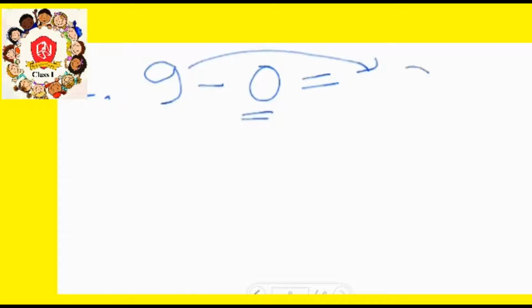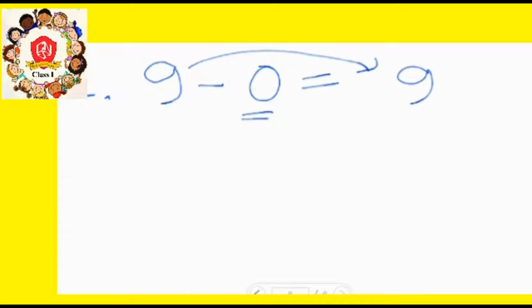Now we will learn some properties of subtraction, which will make us easier to subtract numbers. So the first property is, if we subtract the number 0 from any number, suppose I am taking the bigger number 9 and we are subtracting 0 from it, then what will we get? Suppose in a basket there are 9 fruits and I am taking nothing from it. Nothing means 0. So what is left? All the fruits are left in the basket. That means we are getting the same number back.